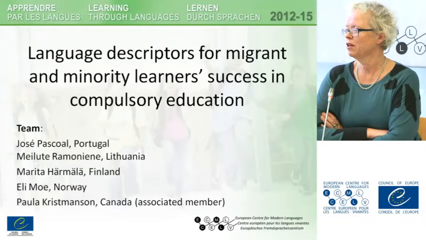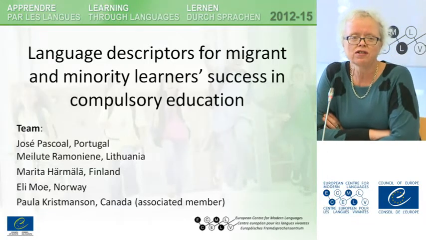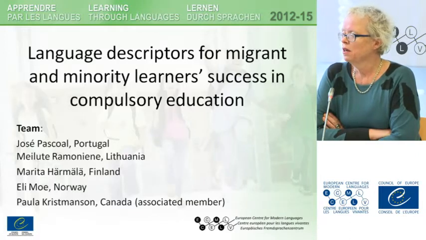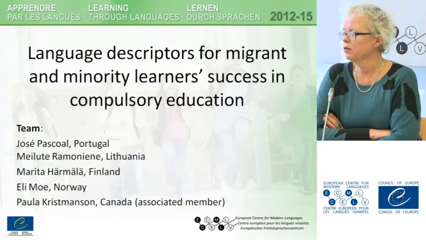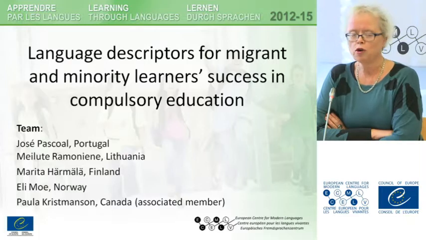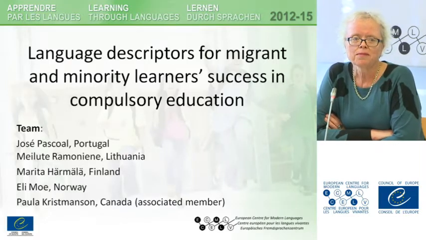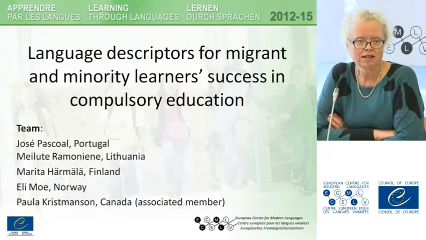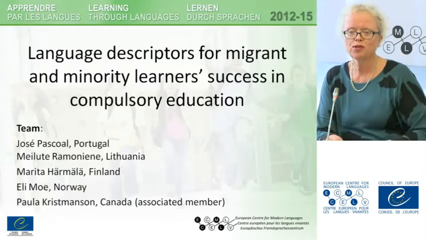Hello. I'm Ellie Mo from Norway, and I have been the coordinator of this project with a long name, Language Descriptors for Migrant and Minority Learners' Success in Compulsory Education. We have been four regular team members, José Pascual from Portugal, Meilute Ramonjen from Lithuania, Marita Hermele from Finland, and myself from Norway. In addition, we had an associate member from Canada, Paula Christensen, who also contributed to the project.